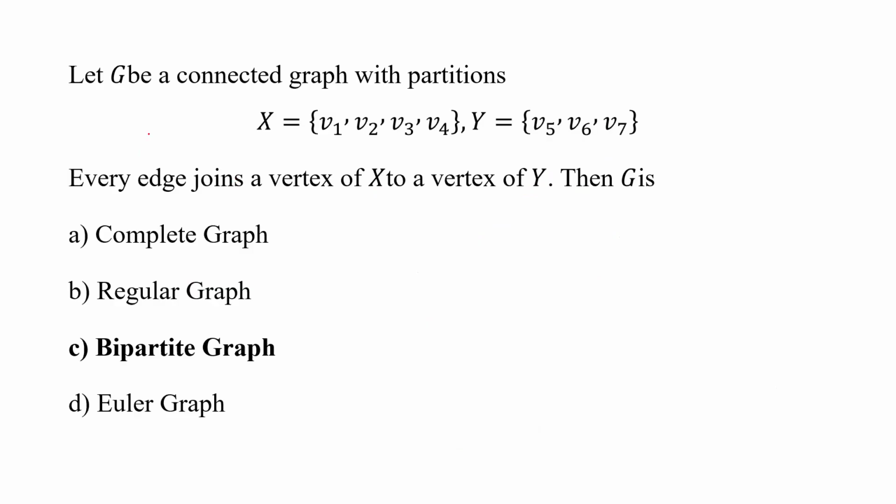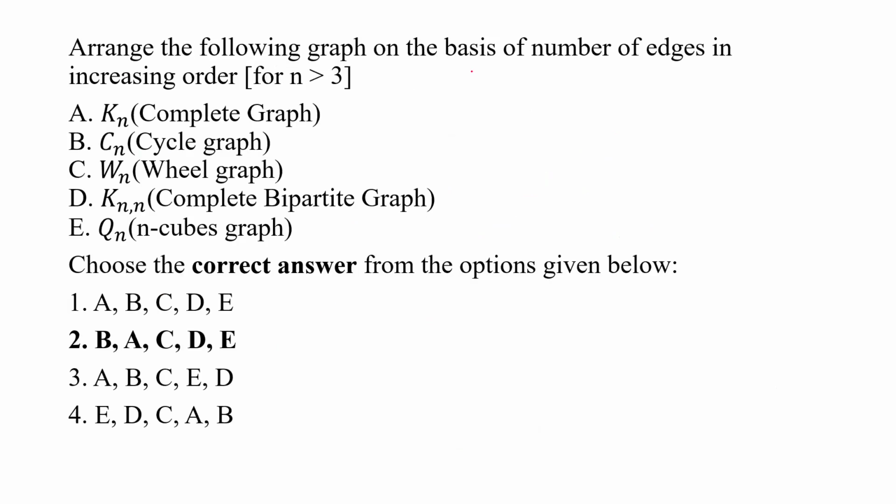And let G be a connected graph with partitions, so X and Y. Like this we have vertices on one side and the other side, which means this is a bipartite graph. And arrange the following graphs on the basis of number of edges in increasing order for n greater than 3. They have given Kn, the complete graph, Cn, the cycle graph, Wn, the wheel graph, Kn,n, the complete bipartite graph, and Qn, the n-cube graph. So what is the order we have to make?